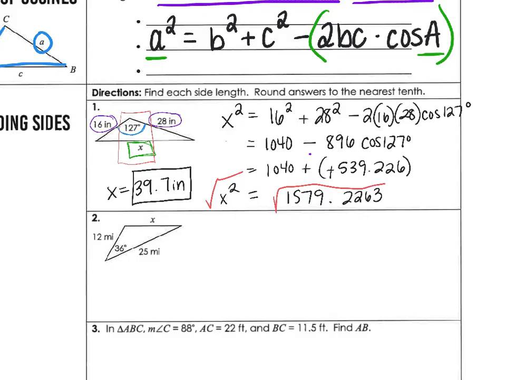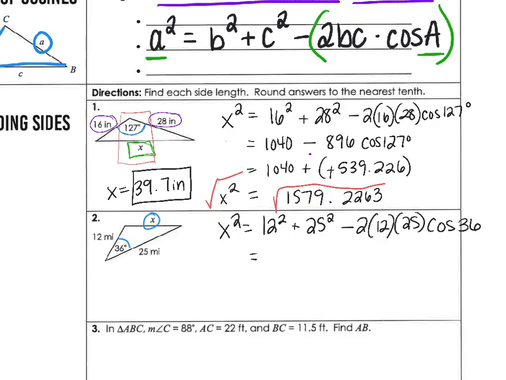Okay. Well, I'm going to do it real fast. Okay, so we have these two. We're going to say x squared equals 12 squared plus 25 squared minus 2 times 12 times 25 cosine of the given angle. Okay?